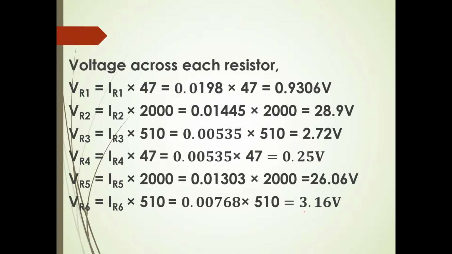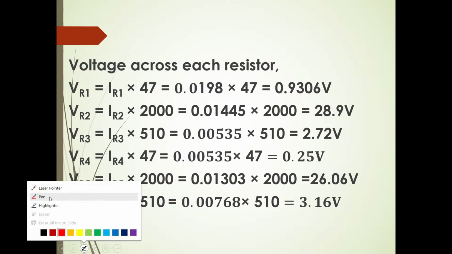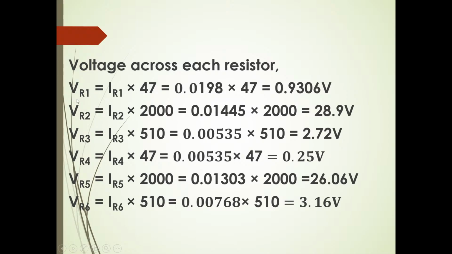Okay, so let us see the voltage drop across each resistor. Total how many resistors were there? Total 6 resistors. So we need the voltage drop across R1, R2, R3, R4, R5, and R6. That's what we have to determine.